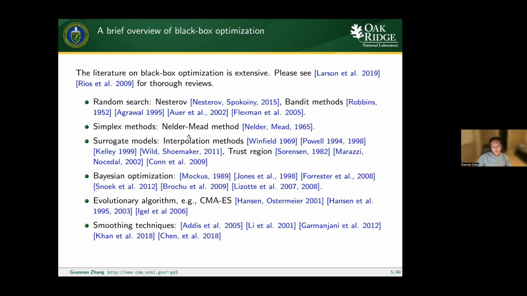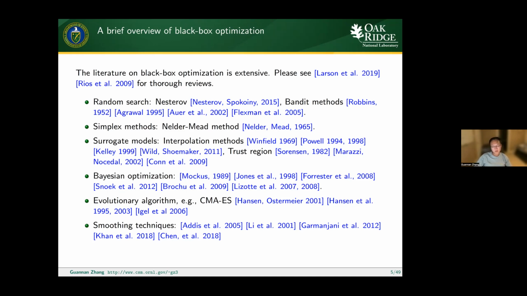Also there are surrogate methods, meaning that instead of optimizing the original loss function directly, we first build a surrogate model of the loss function, either globally or locally, and then we optimize the surrogate model. The methods include interpolation methods or trust region methods. Bayesian optimization is another popular one recently for black box optimization.